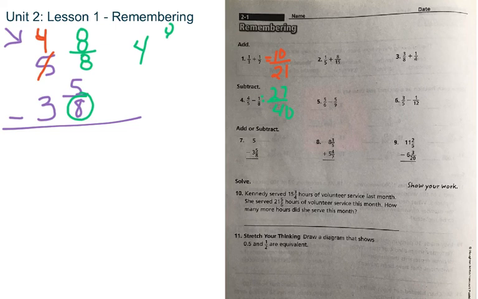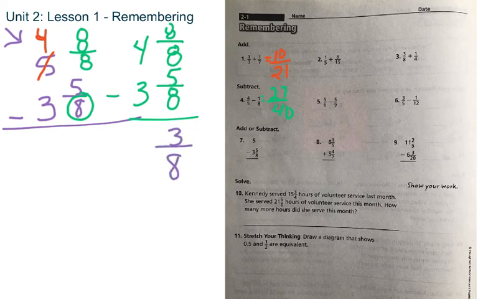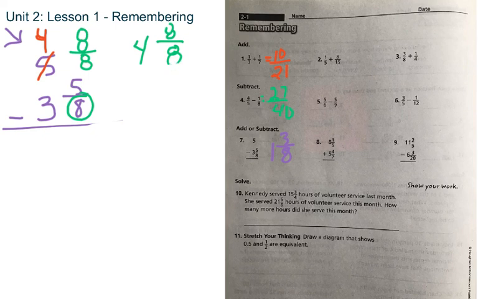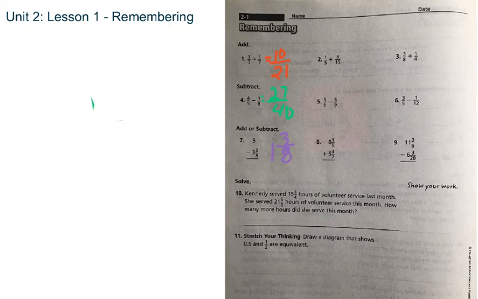So now we have 4 and 8/8 minus 3 and 5/8. And 8 minus 5 is equal to 3. Our denominator stays the same, and 4 minus 3 is equal to 1. So we have 1 and 3/8. And don't forget, when you're borrowing, make sure that you're identifying the fraction that you're going to be using in the problem. And in that case, it was eighths.